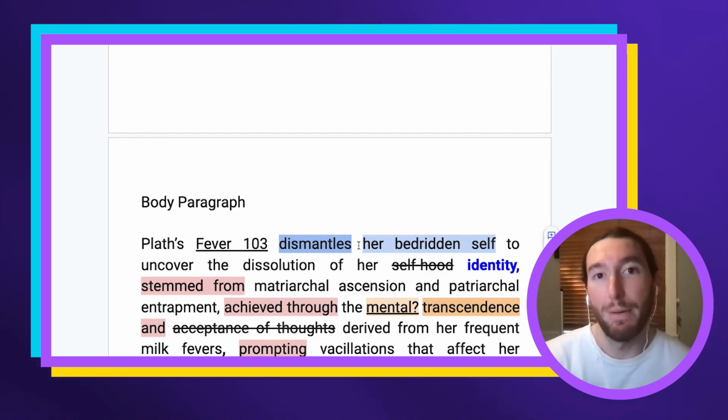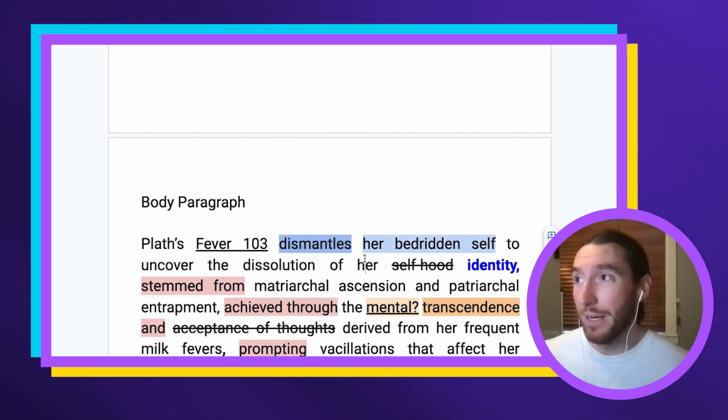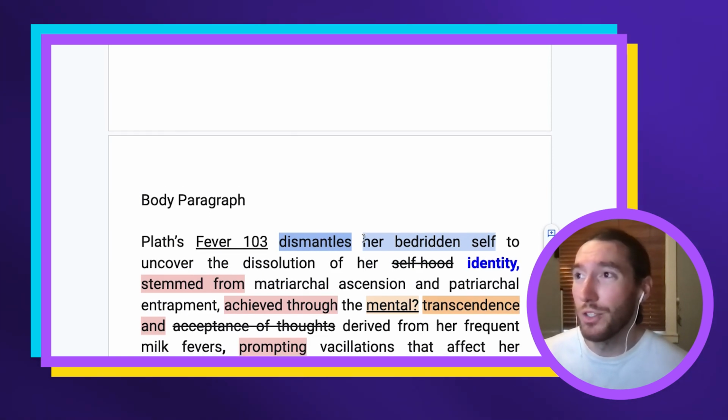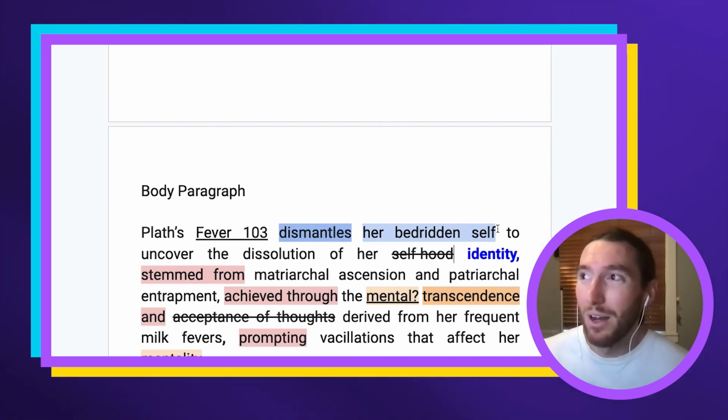I can't emphasize how important that is. That's something that 80–90% of students really struggle to do. They'll use words of the question, but they don't say anything more than that. Okay, Plath's Fever 103 dismantles her bedridden self to uncover the dissolution of her selfhood is what the student had.